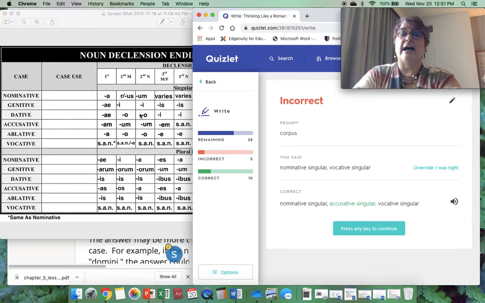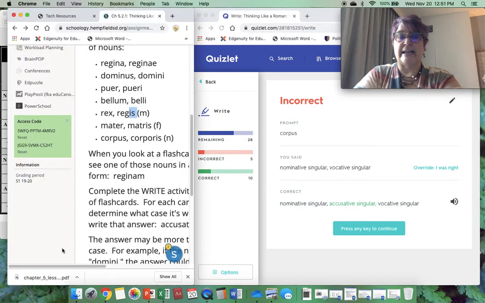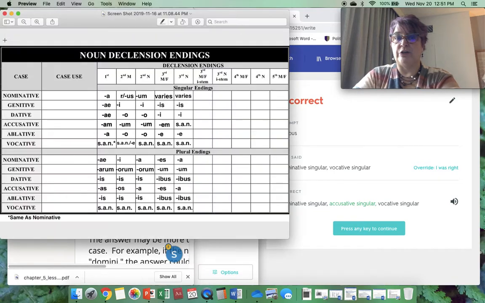You see, I looked at the whole chart. I didn't look at a specific column. I must look at a specific column. To know which column, I have to go to the vocabulary list and determine the declension and gender of the noun. The IS on the genitive form of corpus tells me it belongs to third declension, and the N tells me that it's third declension neuter, so I can only look at this column.